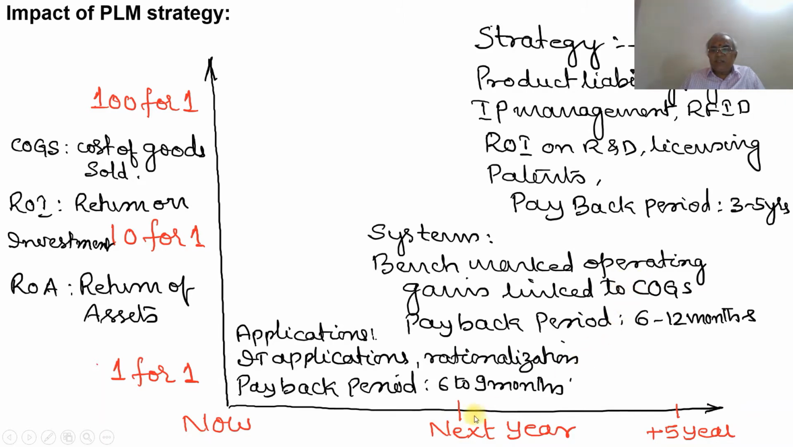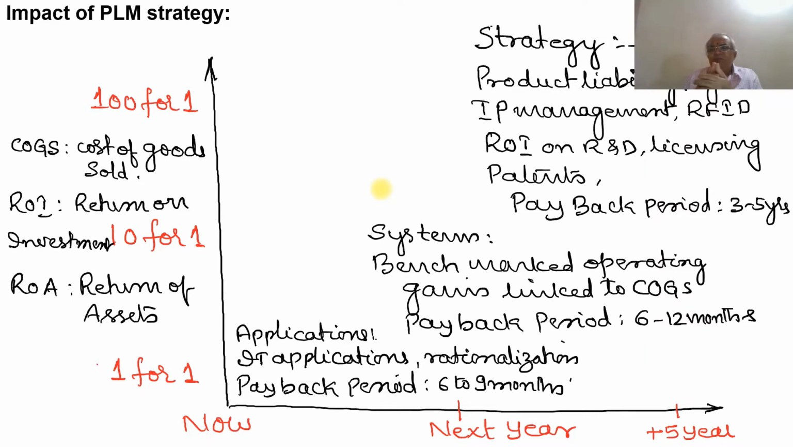Then systems, it is from 6 months to 1 year. That is the maximum. Then strategy, product liability and regulation, IP management, RFID. That is ROI, return on assets, return on investment, R&D, on licensing patents. Payback period is 3 to 5 years. So that means the strategy has to be from the beginning till the end. It may be a long-run process wherein you have the return on investment and licensing patents.